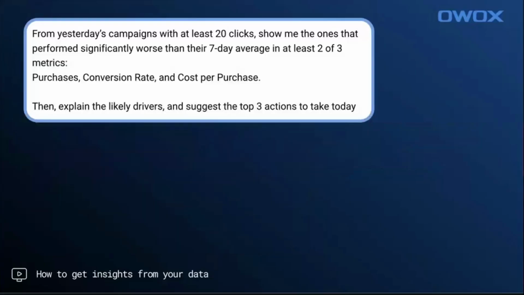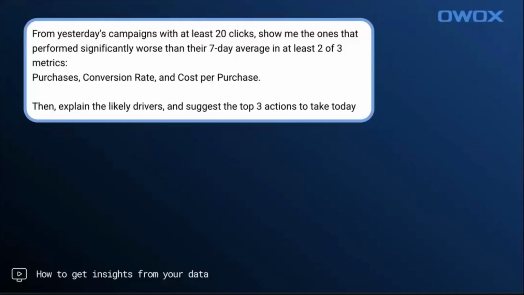Around that time, we started experimenting with AI and with prompting data, not just "summarize this" kind of prompts, but actually writing structured questions to data. Things like, from yesterday's campaign data with at least 20 clicks, show me the ones that performed significantly worse than their 7-day average in at least 2 or 3 metrics: purchase, conversion rate, and cost per purchase. Then explain the likely drivers and suggest the top 3 actions to take today.